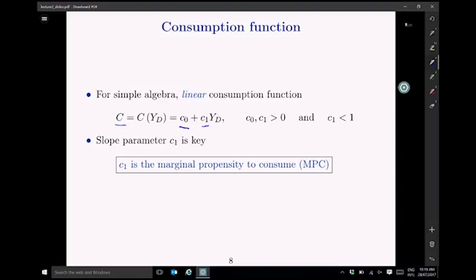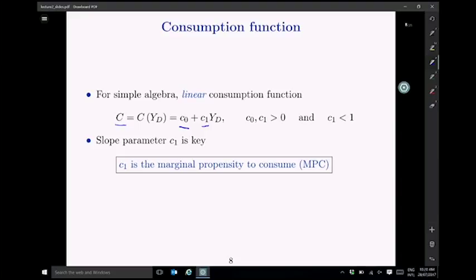And C0 is autonomous consumption. It means that even if your disposable income is 0, you still need to eat, right? Even if you don't earn anything, you're still hungry, you need to eat. You have some basic consumption. This C0 is called the autonomous consumption. It reflects the basic consumption you must have, even if your income is 0.